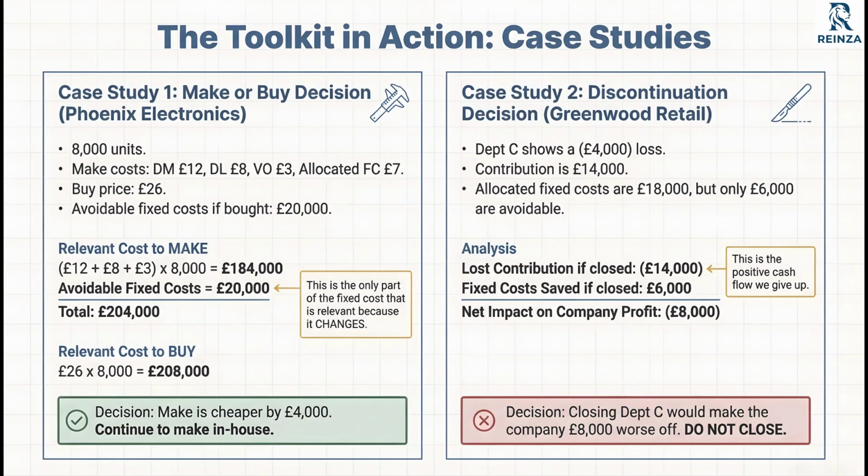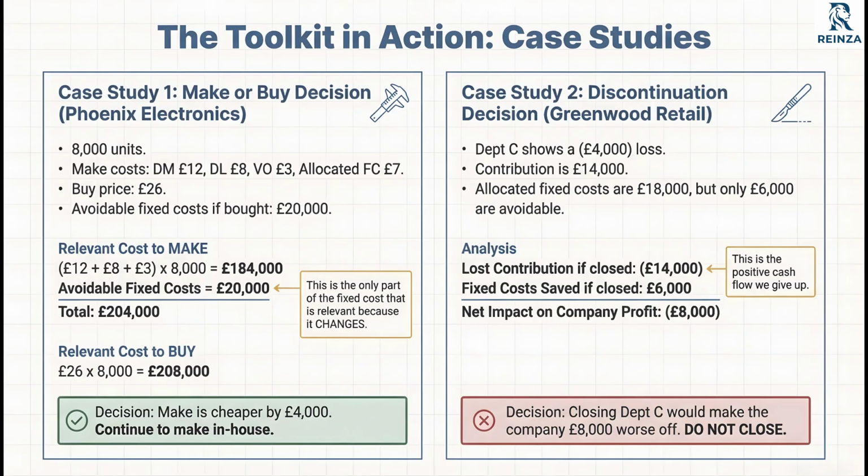Now, the relevant cost to buy. £26 multiplied by 8,000 units equals £208,000. The decision, making, costs £204,000. Buying costs £208,000. Making is cheaper by £4,000. Continue to make in-house. Now let us look at a discontinuation decision for Greenwood Retail, specifically their Department C.